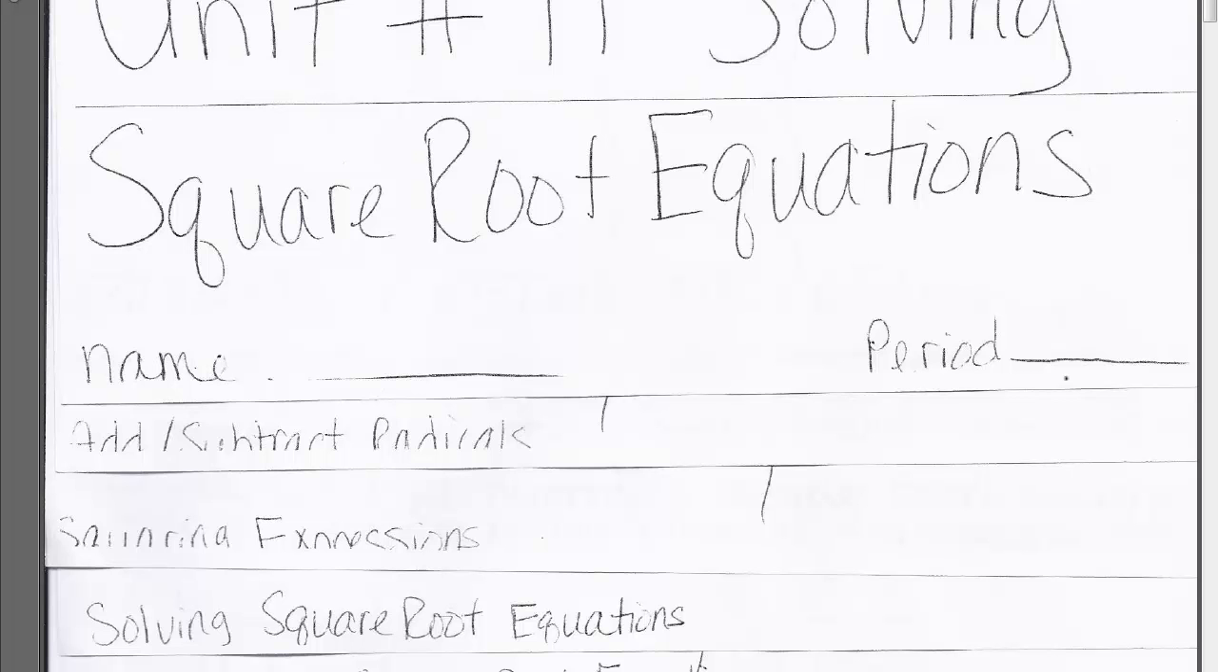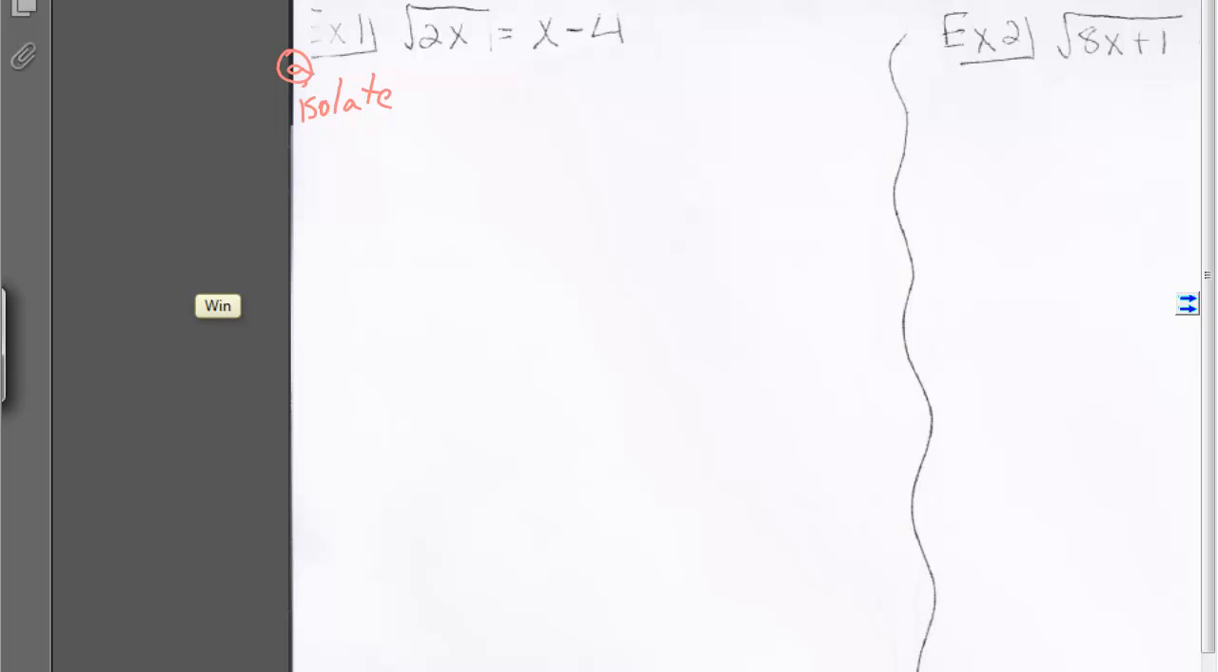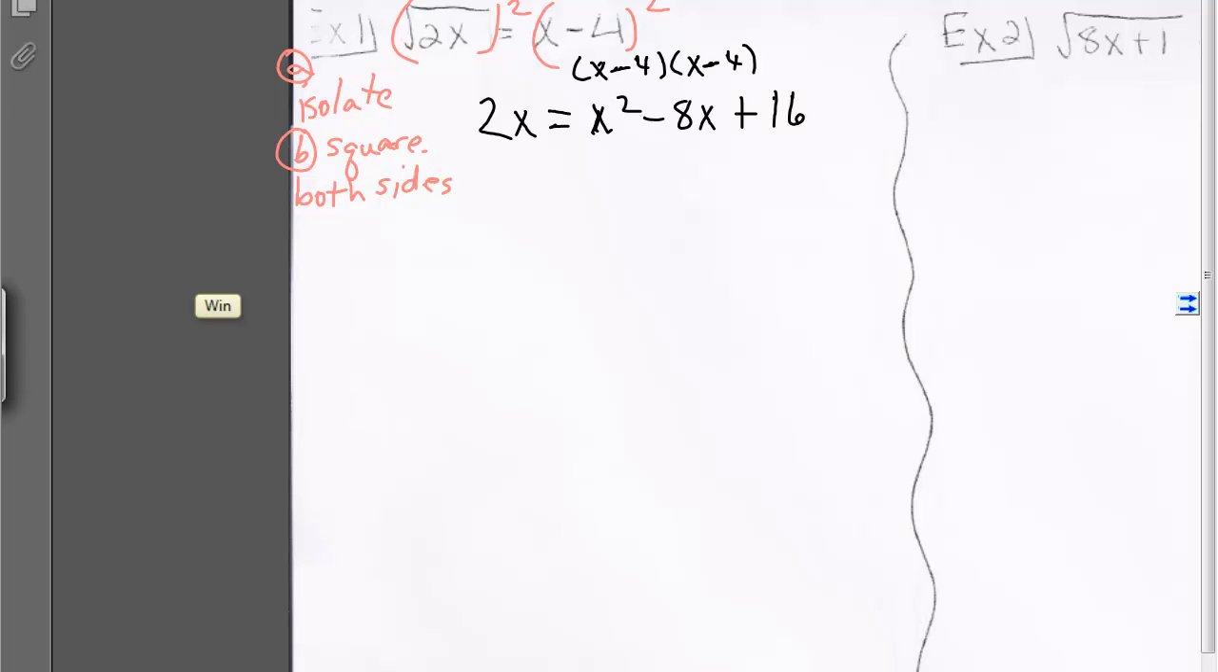We continue Unit 11, solving square root equations. Example 1. The square root of 2x equals x minus 4. The radical is isolated. Square both sides. Squaring both sides gives us 2x equals x squared minus 8x plus 16.